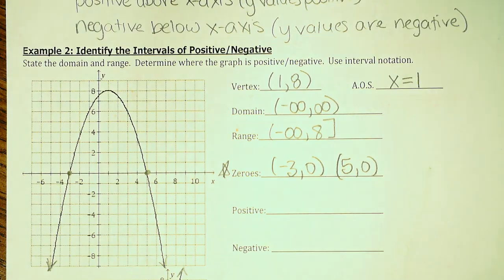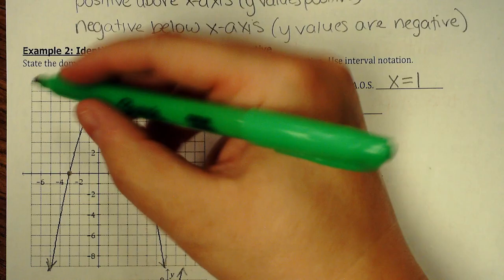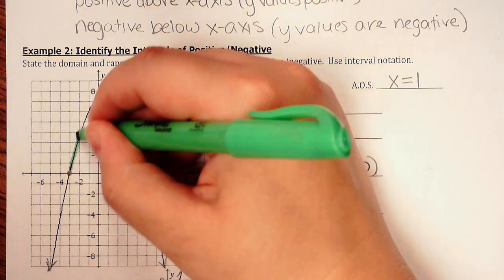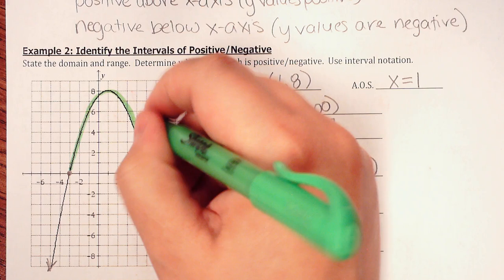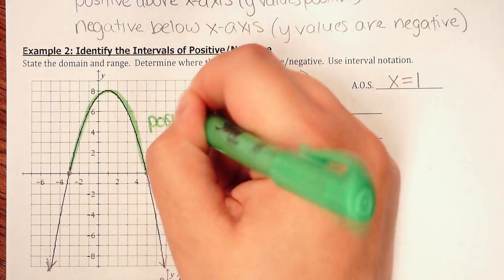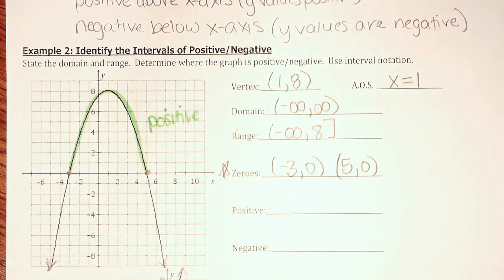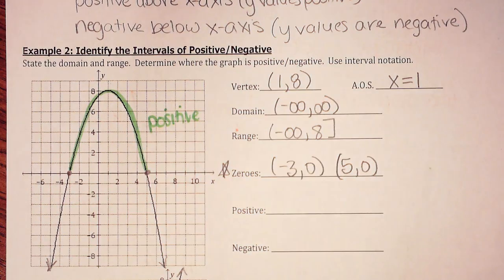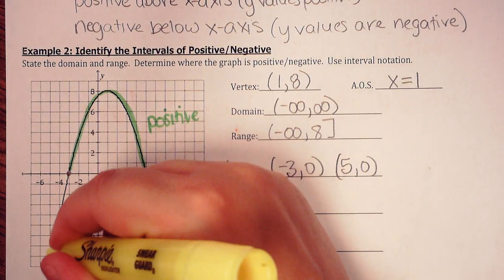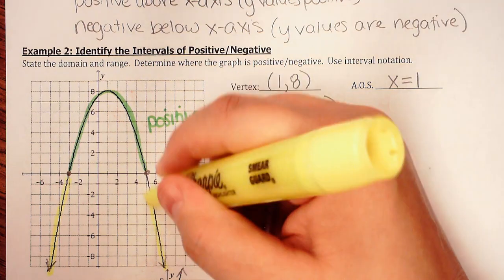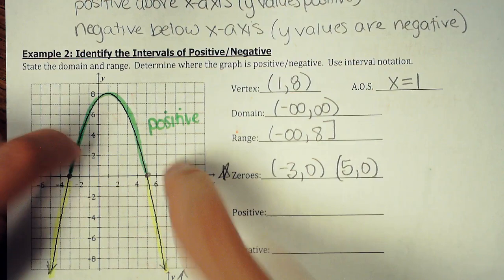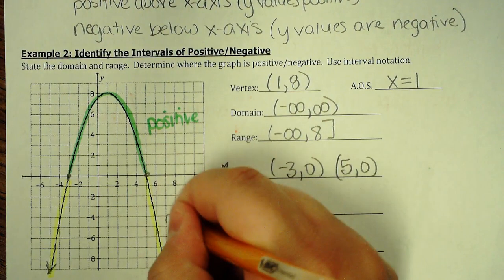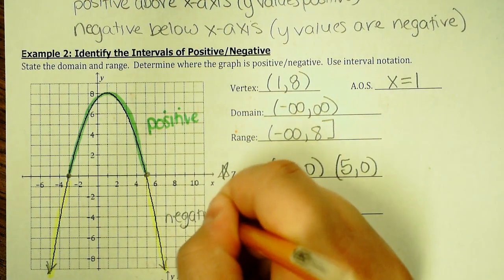Okay, so I'm going to grab my highlighter. Where the graph is above the x-axis is considered positive. And wherever your graph is below the x-axis, where the y values are negative, is considered negative. So this piece would be positive, and down here we actually have two pieces that'll be negative.